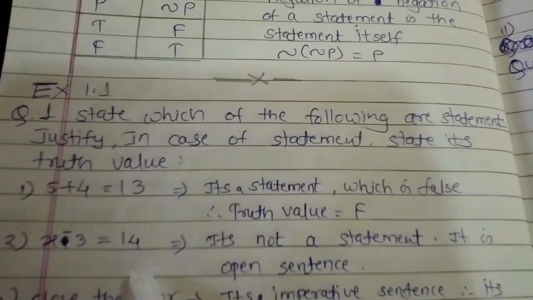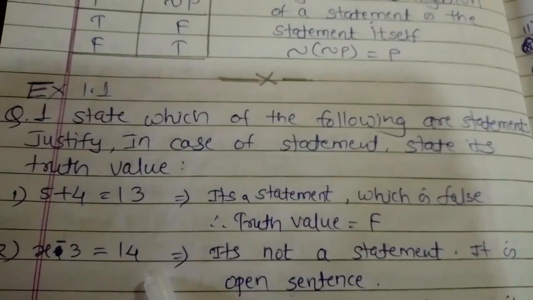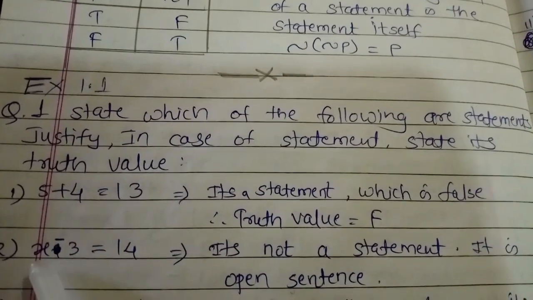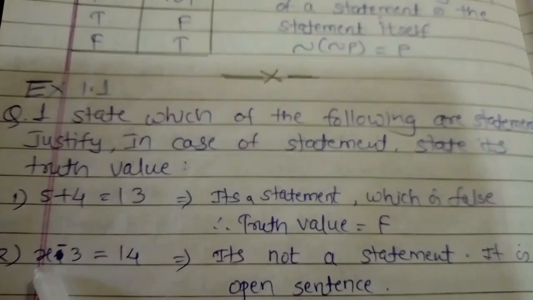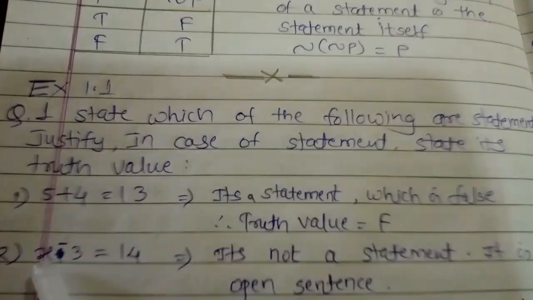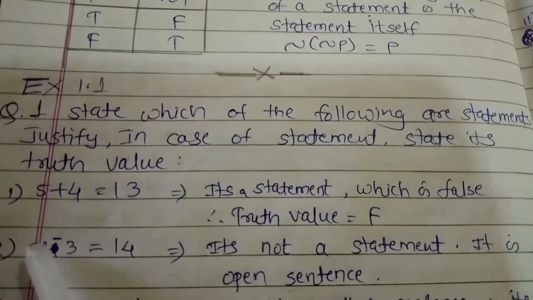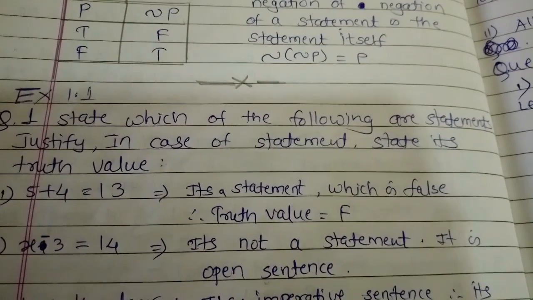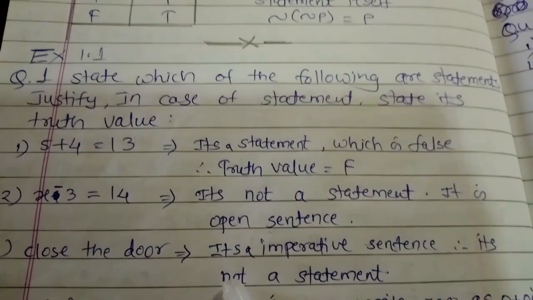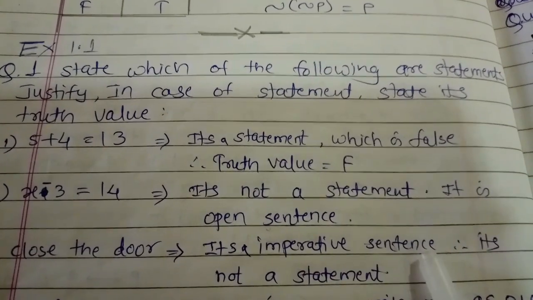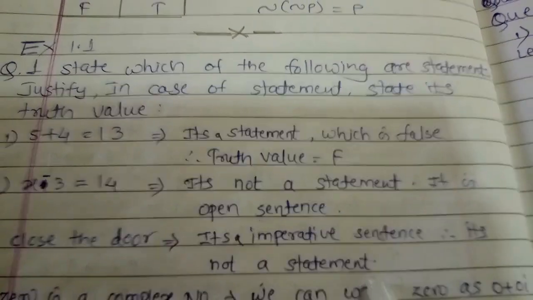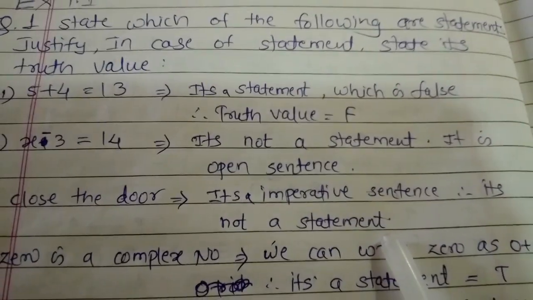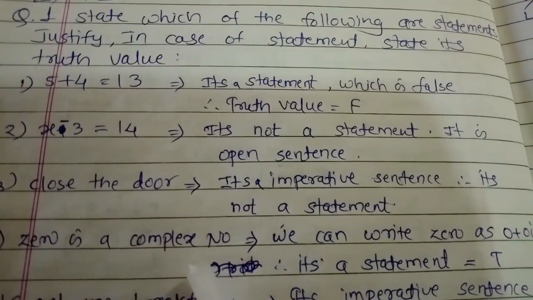Next one, x minus 3 is equal to 40. Since you have x in your example, generally it is an open sentence, because we don't know the value of x, so it's not a statement, it is an open sentence. Next, close the door. You know that it is an imperative sentence, and so it's not a statement. You have to write it like this. It is a very simple way to write this.